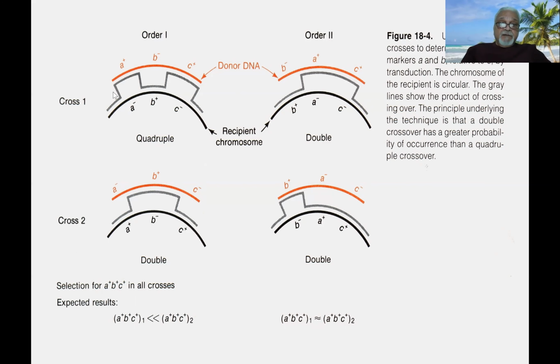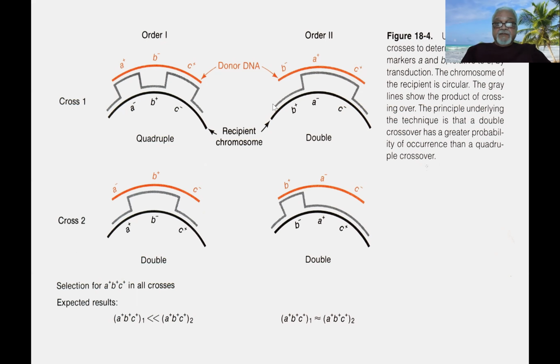So now, see, this is cross one. Here, you take a donor DNA, this red one is the donor DNA, and this is A plus, B minus, C plus. And the recipient DNA is A minus, B plus, C minus. In this order, you see B minus, A plus, C plus.